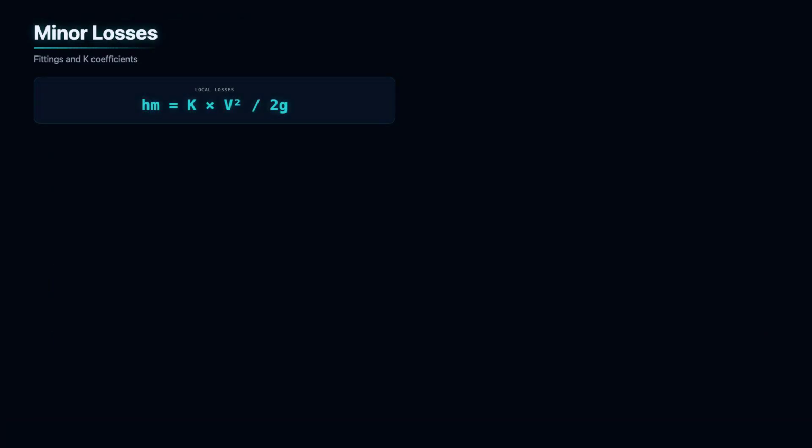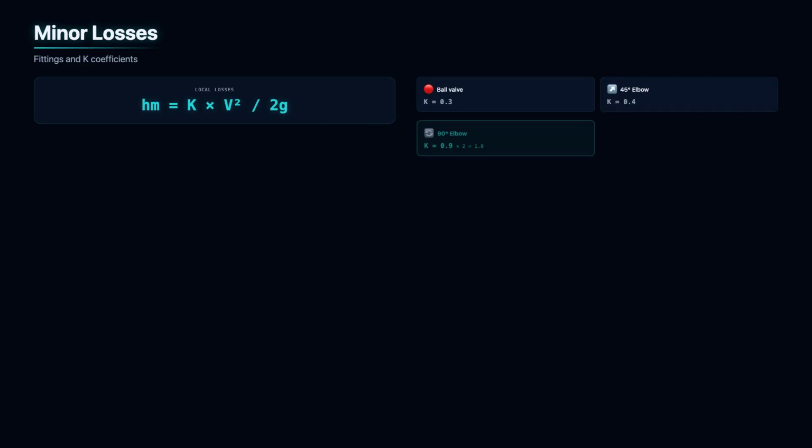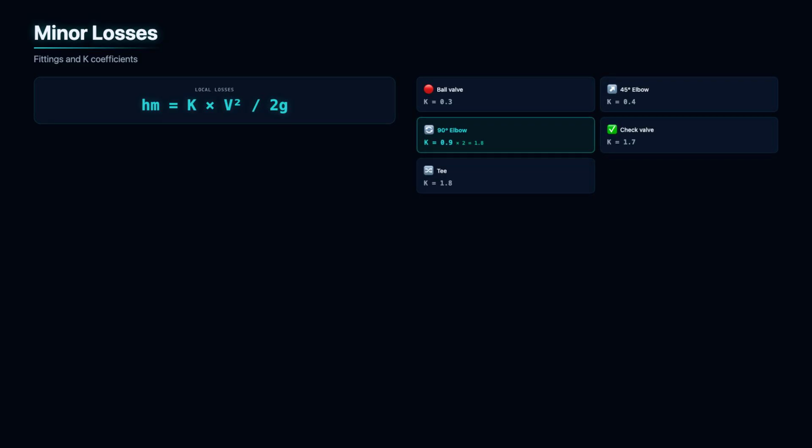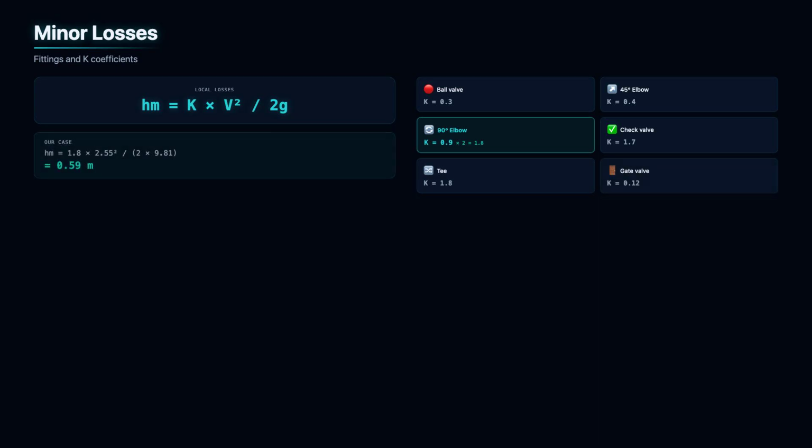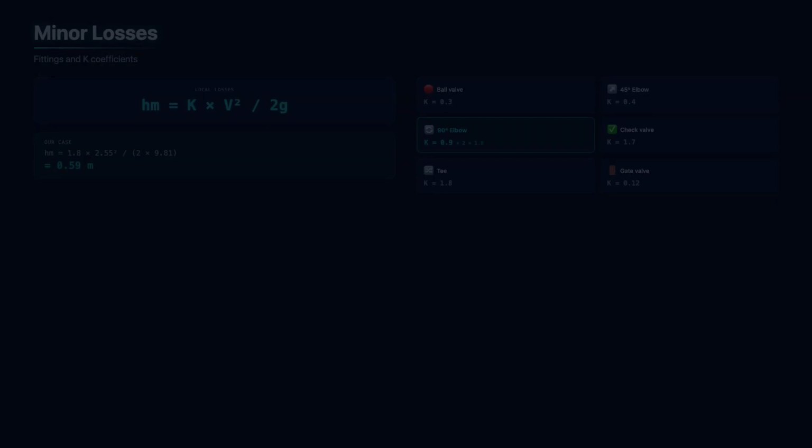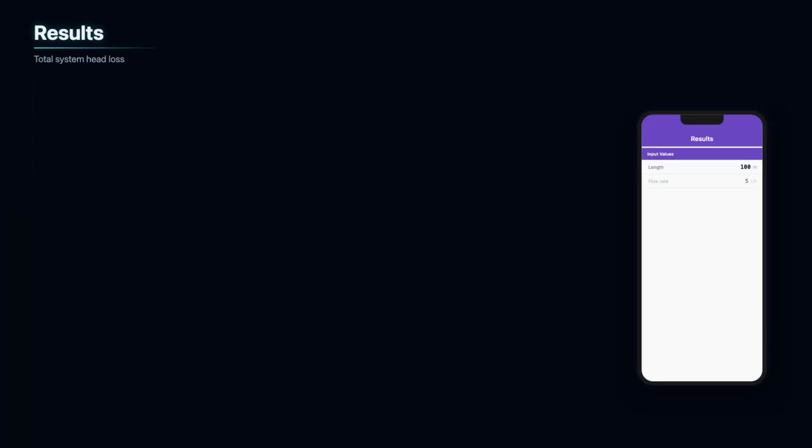Minor losses depend on the K coefficient of each fitting. Each 90-degree elbow has a K value of 0.9. With two elbows, the total K is 1.8. The final result, 14.02 meters of head loss.